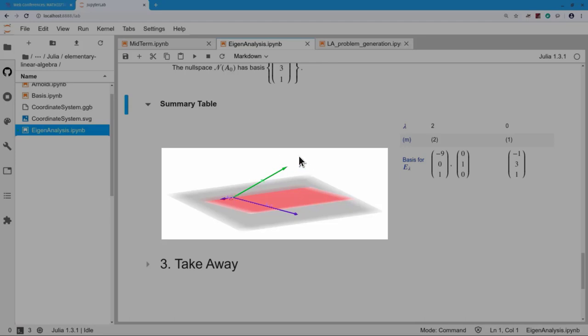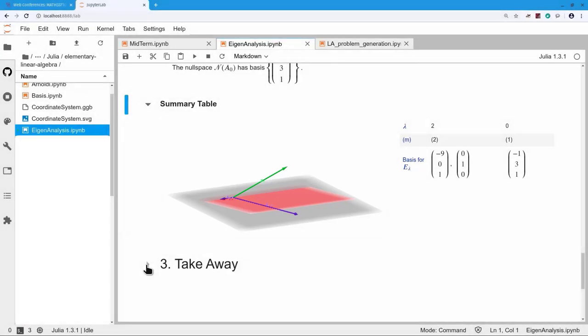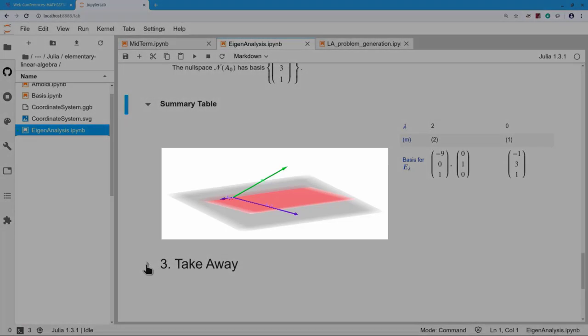For the vectors along the green line, they have eigenvalue 0. So any vector along this green line defined by that basis vector minus 1, 3, 1, if we apply A to it, it will collapse it to the origin. So any vector along this line, A times that vector, is going to be 0, 0, 0, since the eigenvalue is 0. Since the eigenvalue is 0, this particular matrix has determinant 0. It is not invertible. So what's our takeaway for today?